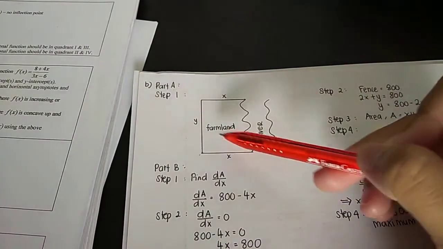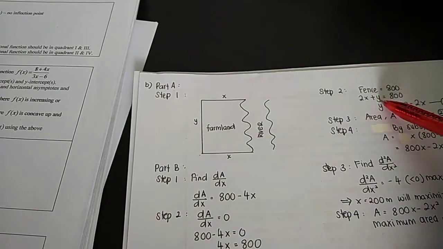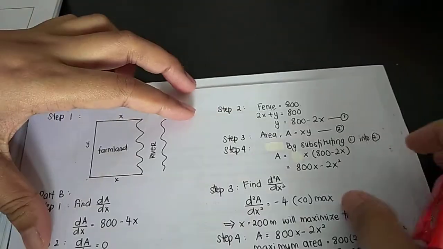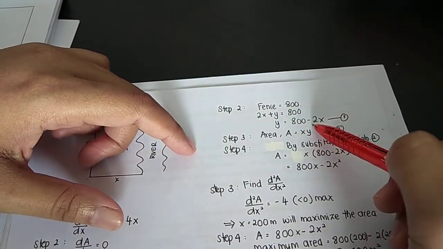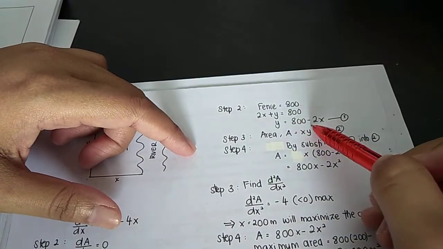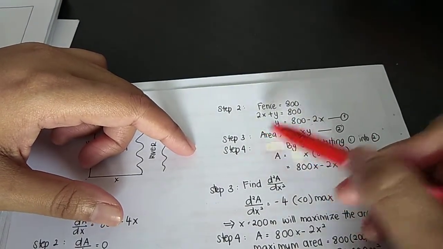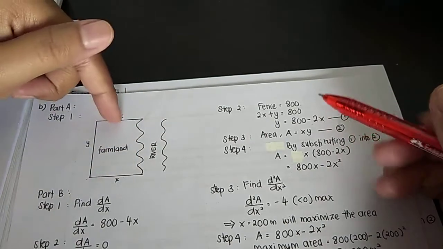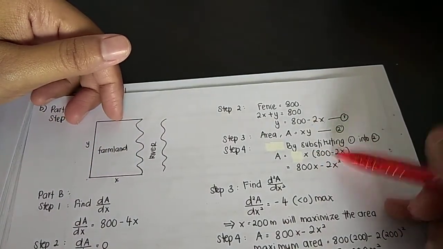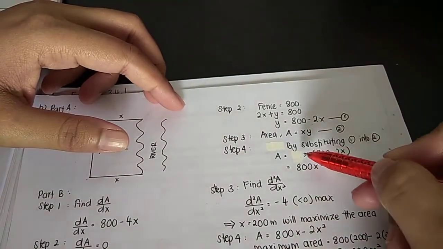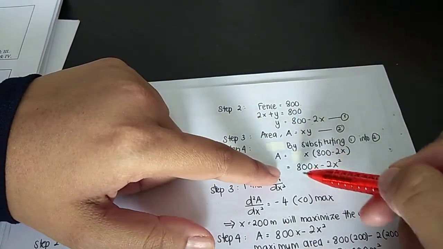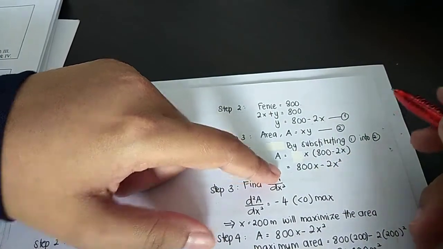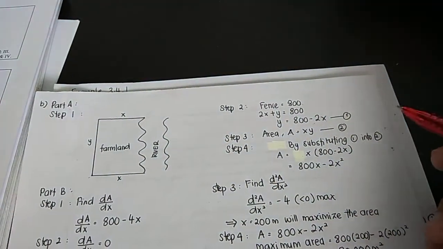So jadi 2X plus Y equal to 800. Okay, so kita cuba nak buat jadi satu variable sahaja. So Y in terms of X, so awak akan dapat Y equal to 800 minus 2X. Step 3, so kita nak tahu dia punya area lah. So area dia jadinya X times Y lah. Sama je macam tadi. So X kekalkan, Y awak adalah 800 minus 2X. So A awak dah jadi 800X minus 2X square.